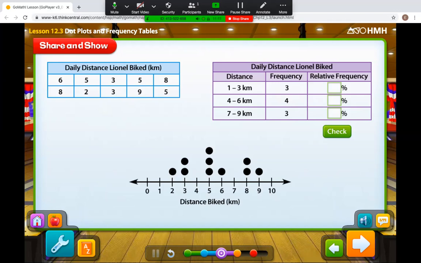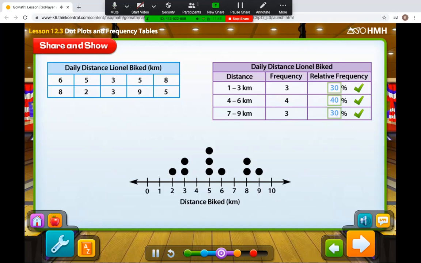Now, 3 divided by 10, that would be 0.3. To make it a percent, remember, we need to multiply any decimal number by 100. So 0.3 or 3/10 multiplied by 100 would be 30. The same goes for number 4. So 4 divided by 10, that would be 4/10 times 100. We'll get 40. And for the last one, it's repeated again. We have 30%.